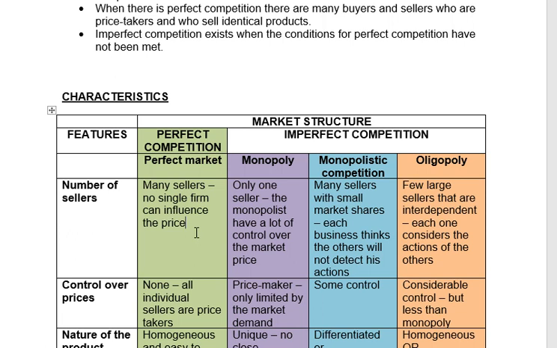All right, so in a perfect market, many sellers. In a monopoly, literally only one. In monopolistic competition, many sellers, and in an oligopoly, a few large sellers that will dominate the market.